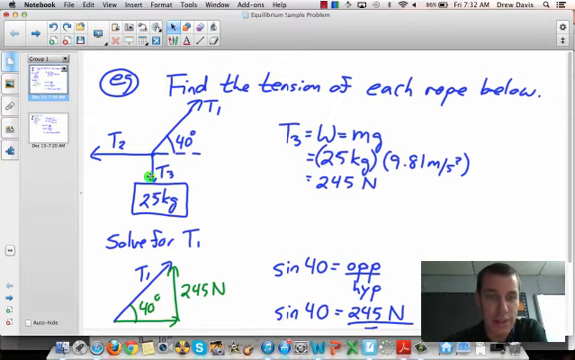Alright, so now going back up, we know that T1 is 381, and we know T3 is 245. We need to solve for T2. We need to know how much force it pulls to the left. Alright, the system is in equilibrium, so T1 pulling to the right has to pull to the right with the same force that T2 pulls to the left.